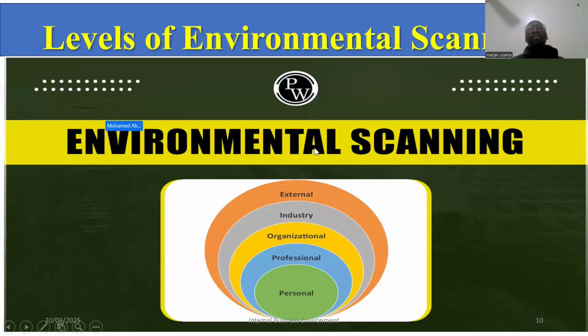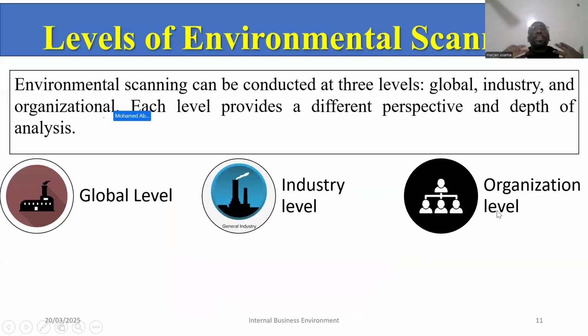Now, what are the levels of environmental scanning? So when you're talking about levels of environmental scanning, there are 3 levels. For example, if we use the example of Dahabshil, if Dahabshil wants to do an environmental scanning, it will have to do 3 types of scanning. Number one, global level. Globally, Dahabshil has to know what is happening in the world and how it is affecting its operation.